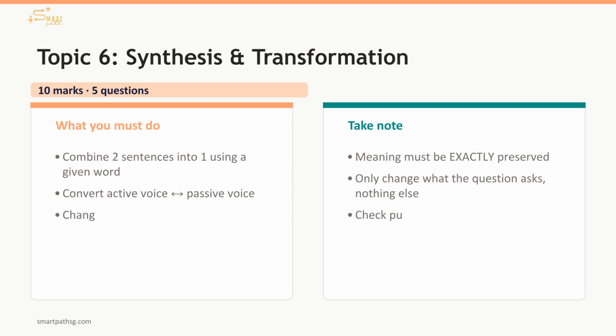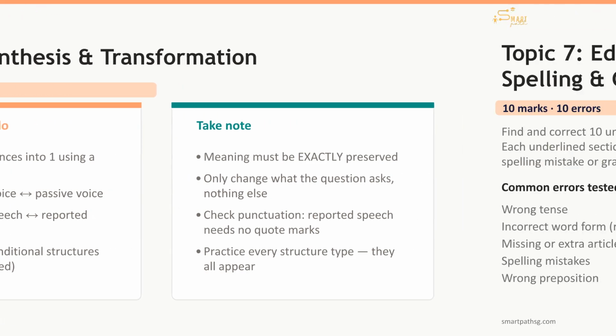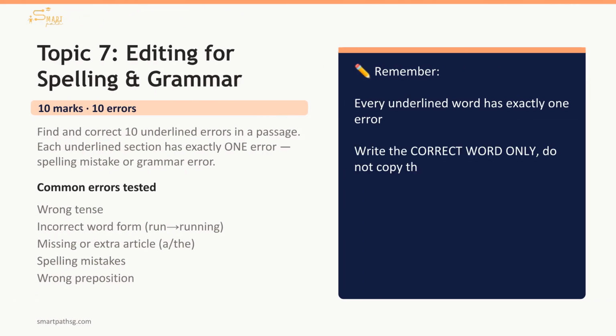Synthesis and Transformation has 5 questions worth 2 marks each, 10 marks total. The key rule is that your rewritten sentence must preserve the exact meaning of the original. Any change in meaning loses you marks even if the grammar is perfect, so only change what the question asks you to. Editing is 10 marks for 10 corrections.